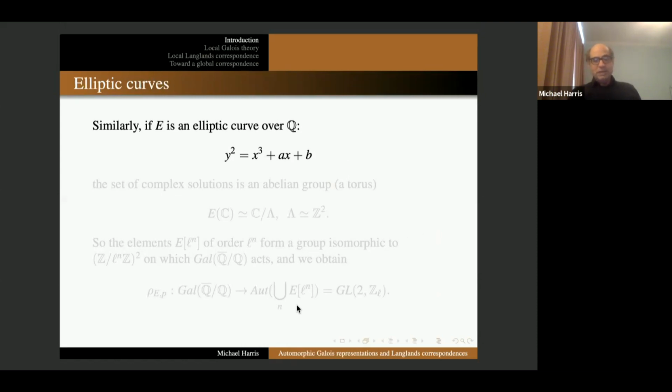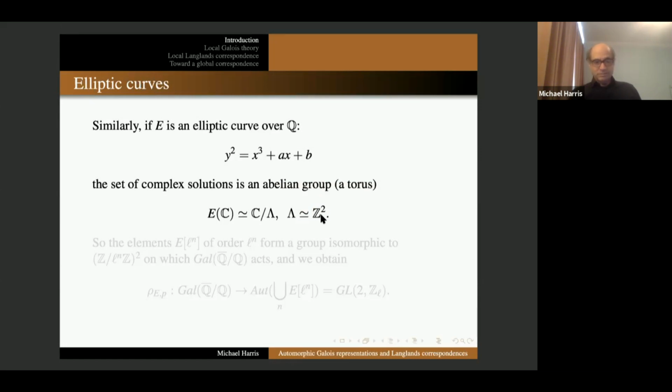Now suppose we take an elliptic curve over Q. Here's the equation of the elliptic curve. A and B are rational numbers. It's a cubic equation. And one of the first things you learn about elliptic curves is that the set of complex solutions is an abelian group. And you can even identify it with the quotient of the additive group of complex numbers by a lattice, lambda. Lambda is just a rank 2 free abelian group.